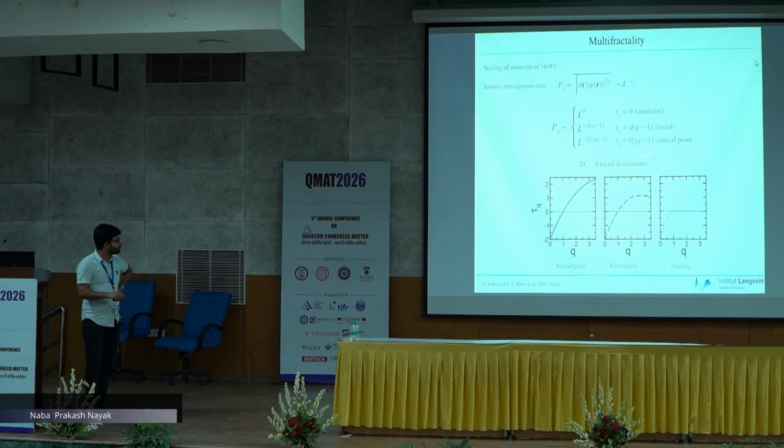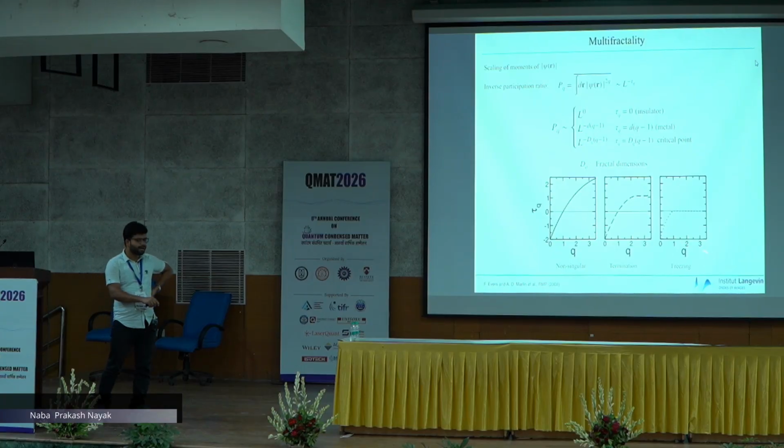So that means if you have a critical point, that can be of many different types. The first one is called a non-singular tau q, which is linear and then it goes up. It can also be a termination kind, in which the system scales like a metal in the beginning, linear in q, but then it saturates. Or it can show something much more dramatic, which is called freezing, in which it first increases like a metal, but then it becomes an insulator, where tau q becomes 0, and it's called freezing.